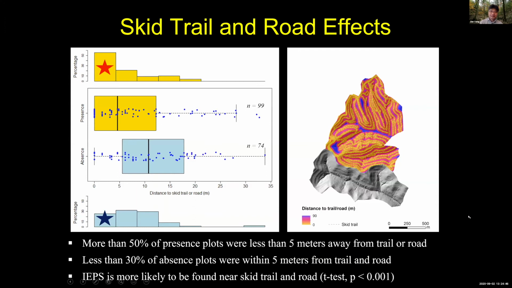And then we look at the spatial patterns of IEPS distribution and the drivers. So first we look at the skid trail and the road. What we found is that more than 50% of the IEPS present plots were less than 5 meters away from the skid trail or road. In contrast, less than 30% of those IEPS absent plots were within 5 meters from the trail. So generally what we found is that IEPS is more likely to be found near the skid trail and the road.